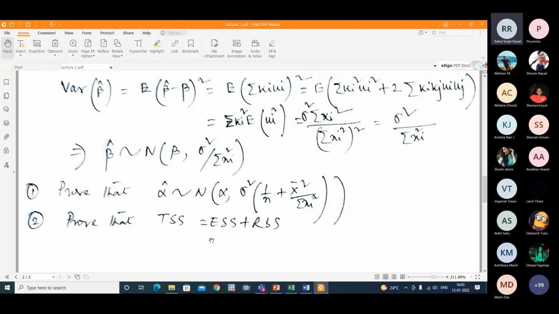Yes, sir. Now these are the two proofs that we need to do. But what is sum of square exactly? Like what are we summing up and squaring? Okay.